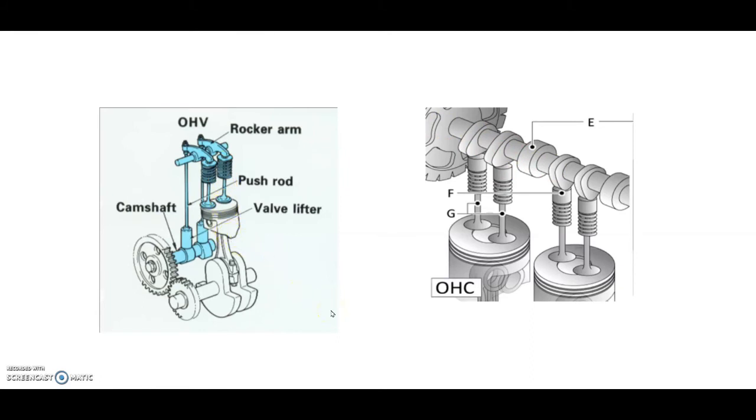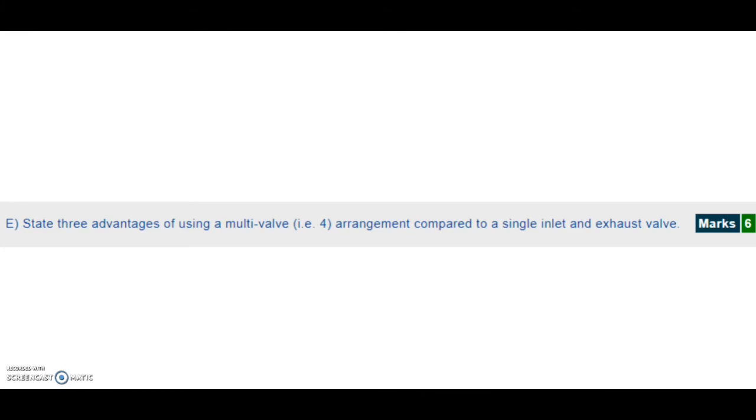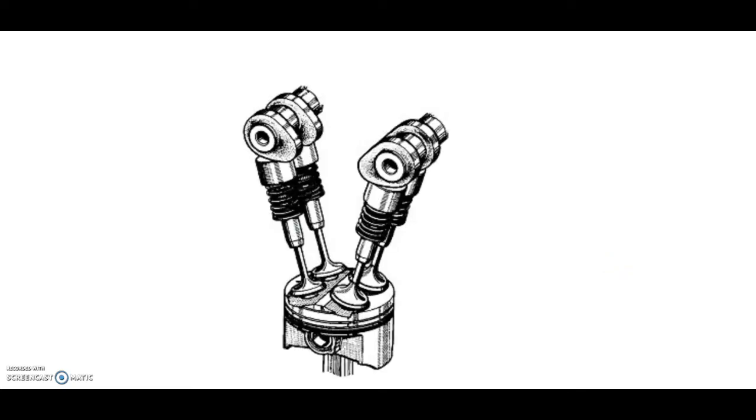Okay, let's move on to part E of question 1. Part E says state 3 advantages of using a multi-valve arrangement compared to a single inlet and exhaust valve. So again, what I'd like to do is show you a diagram of a multi-valve arrangement. So we've got a drawing here, and you can see, let's say these are the inlet valves and these are the exhaust valves. So there are 2 of each, so it's multi-valve. Rather than just having a single inlet valve and a single exhaust valve, we've got two of each.